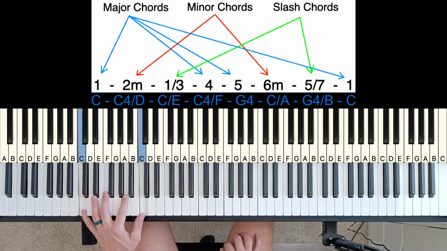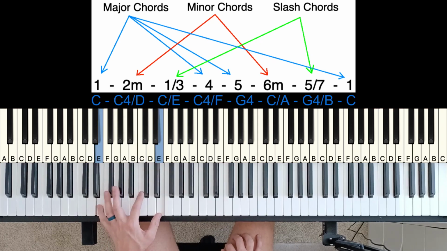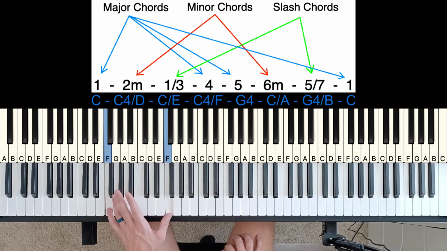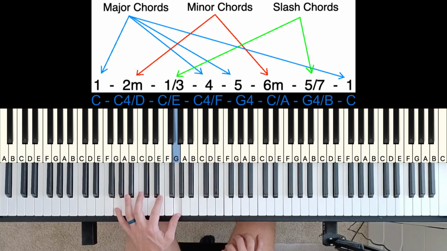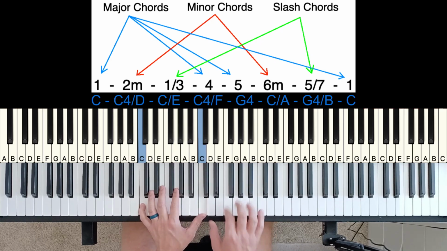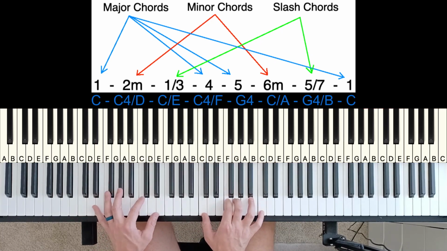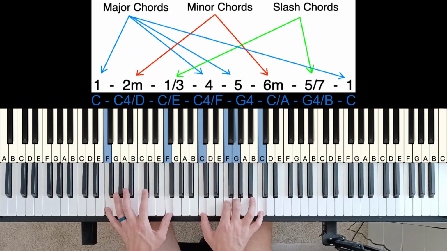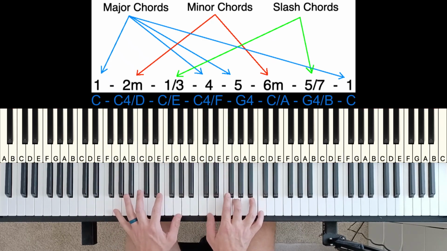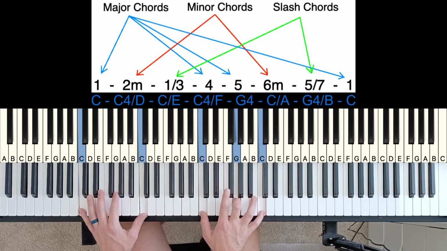So it's C, 5th note of D, here's your slash chord, which you change, and then your 4, your 5, your 6 minor, your 5 over 7 is a slash, so you bring that 2nd finger up, and then your 1. And so if you play it with these chords, and you end it like that.